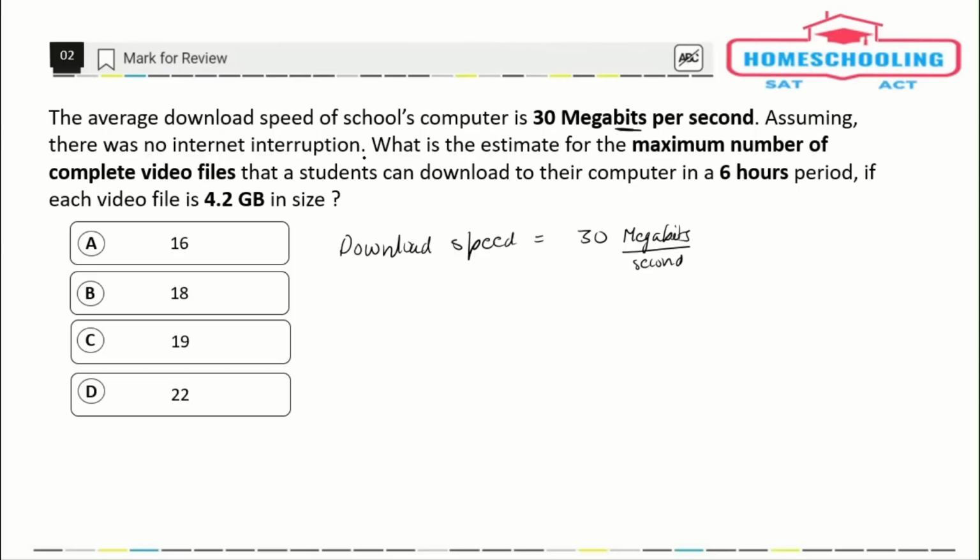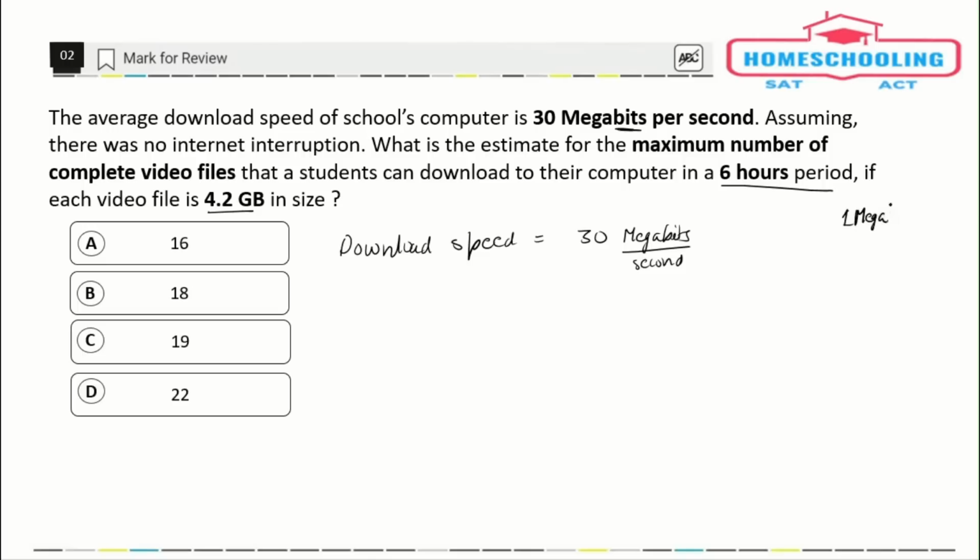Let's move on to the question again. Assuming there was no internet interruption, what is the estimate for the maximum number of complete videos that a student can download to their computer in a 6 hour period, where each video file size is 4.2 GB. So from the question, we have to convert the numerator megabits into gigabytes, and seconds into hours.